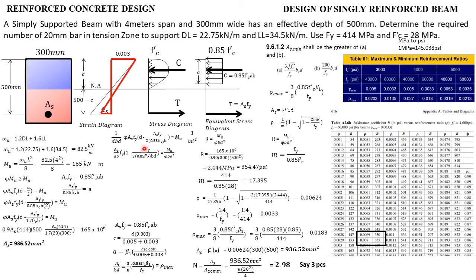Okay, so meron din dito As over bd, this one. That is still a rho. And Fy over 0.85 f'c, substitute natin yan as m. And then Mu over φbd squared, substitute natin as R. Okay? And then, magiging ganito siya.